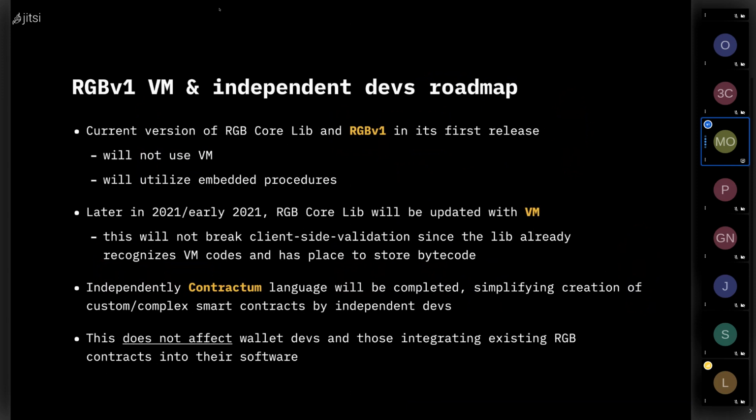That will simplify the development of the schema data and the scripts for the dynamic part of the validation. And all of this does not affect wallet developers and those integrating existing RGB contracts into their software. It will affect only smart contract developers who will be creating new types of RGB smart contracts. So if you have a wallet supporting RGB20 assets, you shouldn't be worried about all of these updates, other than that at a certain point you'll need to recompile your wallet with the new version of the library.